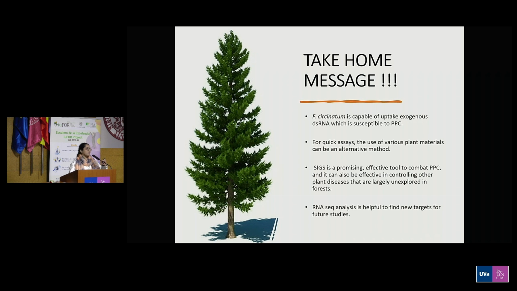Well, I can say we used RNA-seq. I don't have time to show that, but I also did RNA-seq, and for the future we can use RNA-seq to know how the plant communicates with the pathogen, to identify new microRNAs and new targets for the SIGS, and we can use this also.